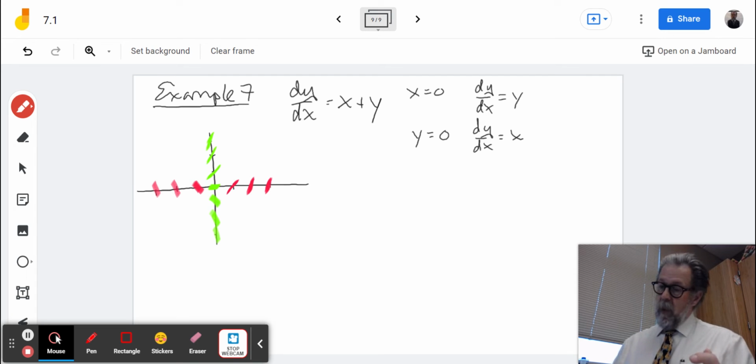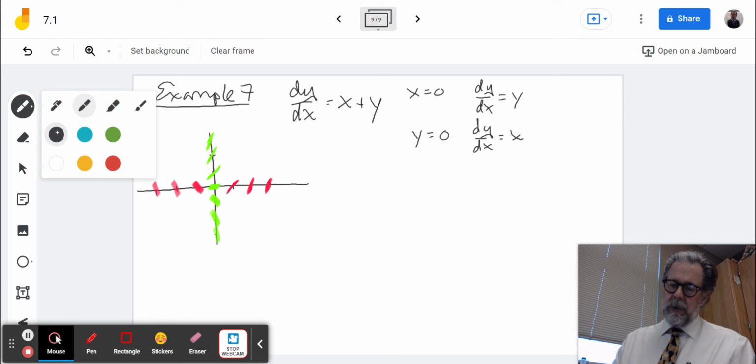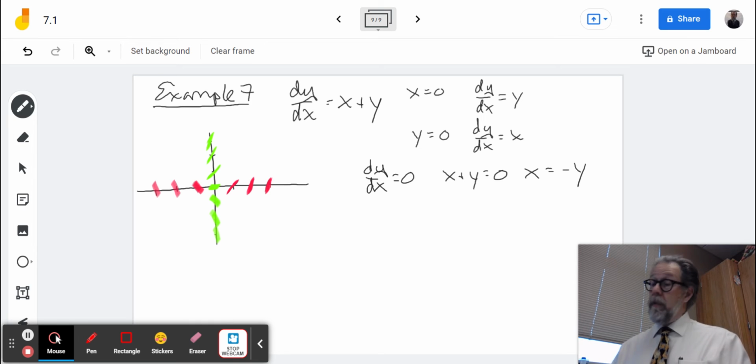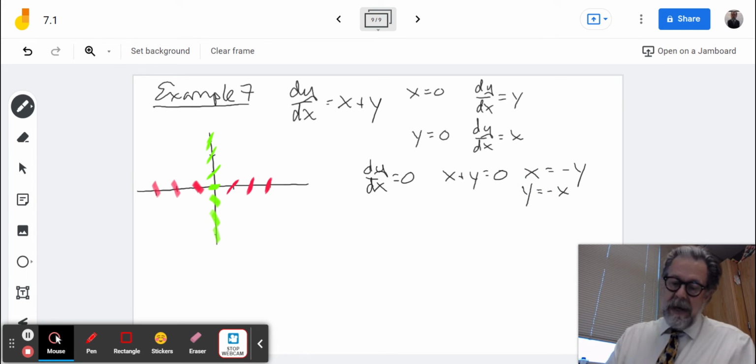So what else? Well, we could plug in every possible value, but let's look at this one. Let's talk about what happens when the slope is equal to 0. In other words, x plus y is equal to 0, then x is equal to -y. The slope will be equal to 0 when x equals -y, or more easily thought of, y is equal to -x. The slope is equal to 0 here, here, here, just everywhere along the line y equals -x.